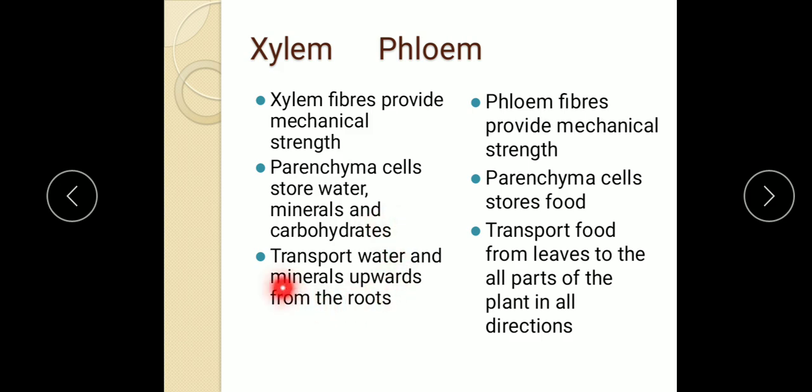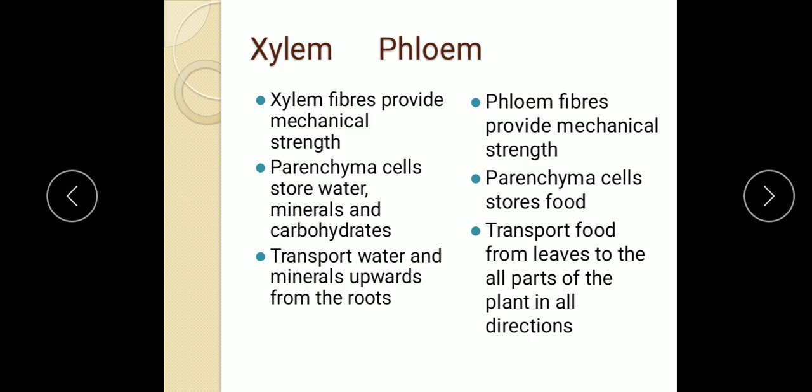Now the transport of water and mineral takes place with the help of xylem upwards from the roots. So from the roots, water and minerals are transported upwards, while in the phloem, the food is transported from leaves to all parts of the plant in all directions. So these are the xylem and phloem tissues.